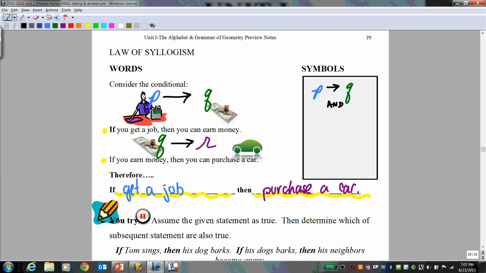And if Q, then R is true. Look at what we have here. If you get a job, that's our P, then you purchase a car. That's our R. We can connect: if P, then R is true. That's called a syllogism. You connect two logical statements with a connector statement. In this case, the connector statement was earning money.